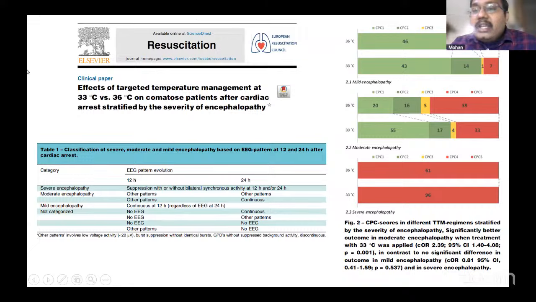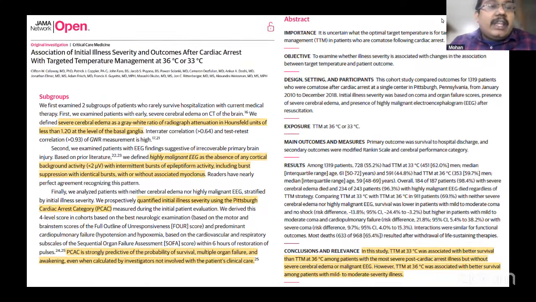And what they've observed is that for severe encephalopathy and mild encephalopathy, again, it's not making much difference. Whereas in moderate encephalopathy, the 33-degree group is doing much better compared to the 36-degree group. So in the moderate encephalopathy group, 33 degrees centigrade hypothermia seems to be beneficial. Now, again, they moved away from out-of-hospital cardiac arrest, in-hospital, all these things.